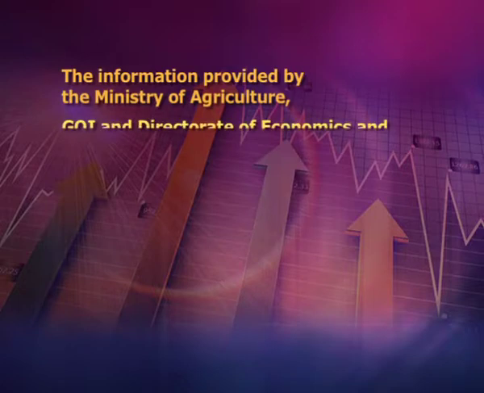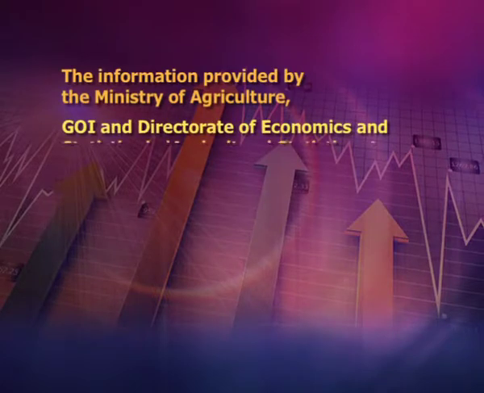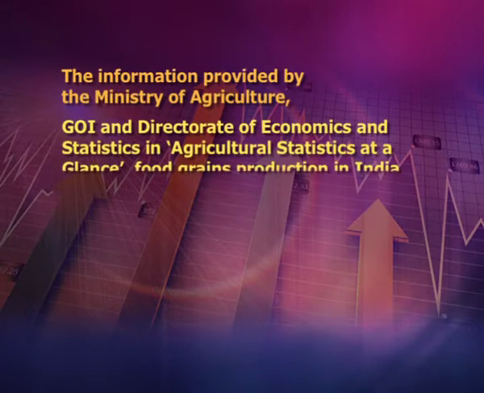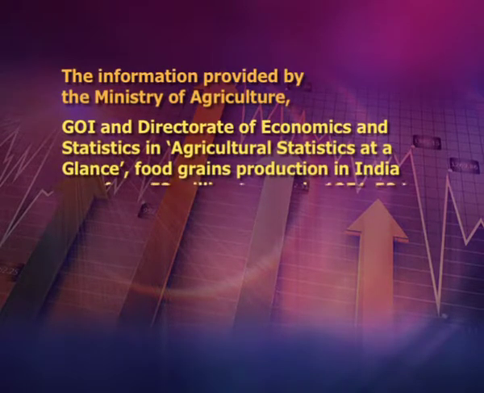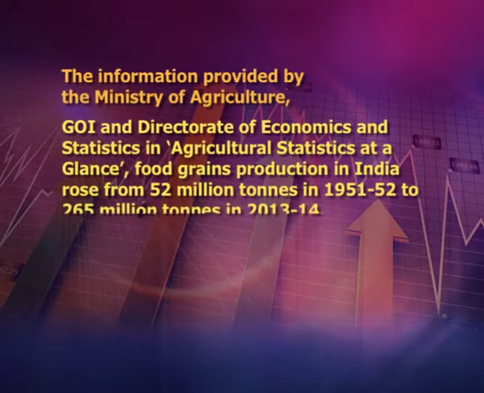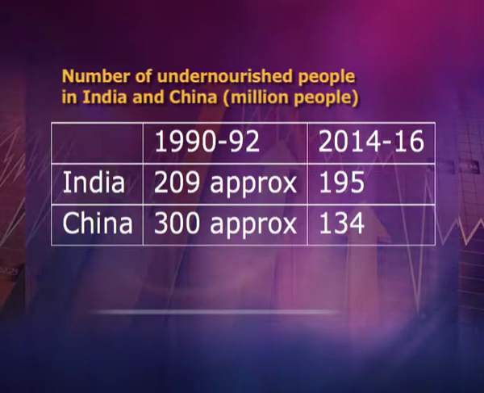According to the information provided by the Ministry of Agriculture, Government of India and Directorate of Economics and Statistics in the publication Agricultural Statistics at a Glance, the food grain production in India rose from 52 million tons in 1951-52 to 265 million tons in 2013-14, which means there is a considerable rise in food production. Let us now have a look at the number of undernourished people in India and China.